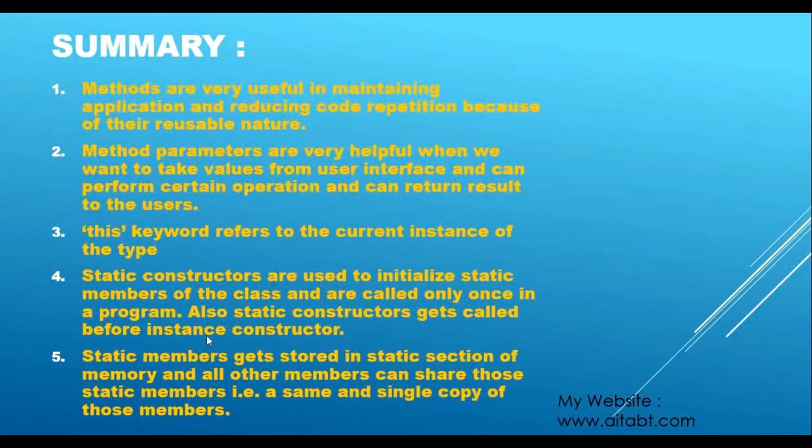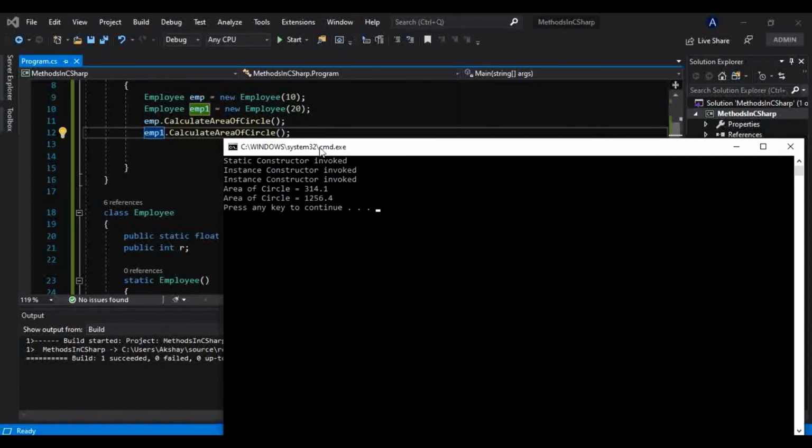What it says, static constructors are used to initialize static members of the class and are called only once in a program. Okay, so whatever times you create an object, every time that object, that is instance constructor, will get called, but static constructor will only get called once in a program. And what it says also, static constructor gets called before instance constructor, and that also we have proved here, because we have not given any order to make this execute.